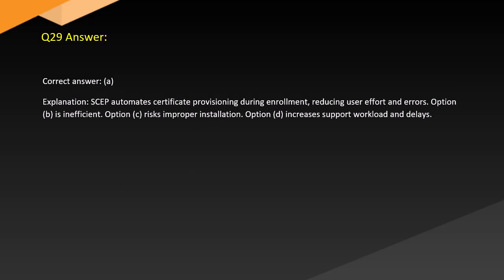Answer. Correct answer: A. Explanation: SCEP automates certificate provisioning during enrollment, reducing user effort and errors. Option B is inefficient. Option C risks improper installation. Option D increases support workload and delays.